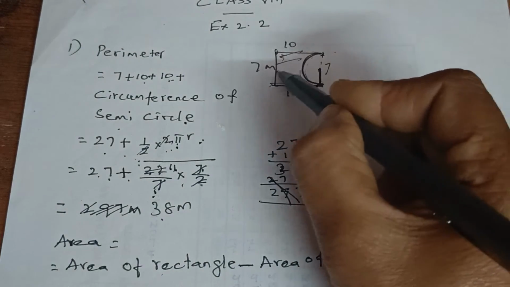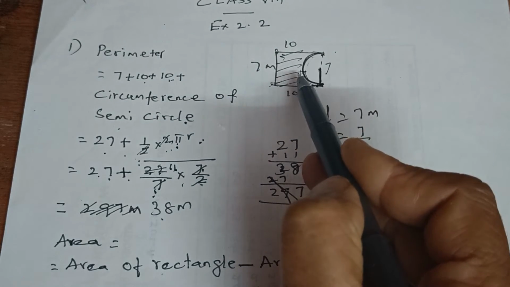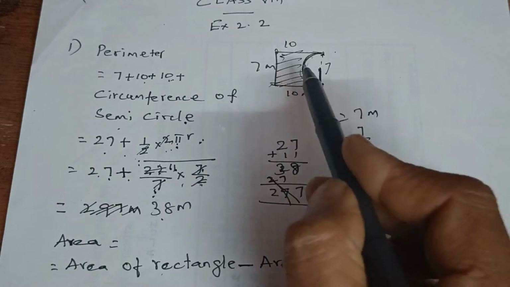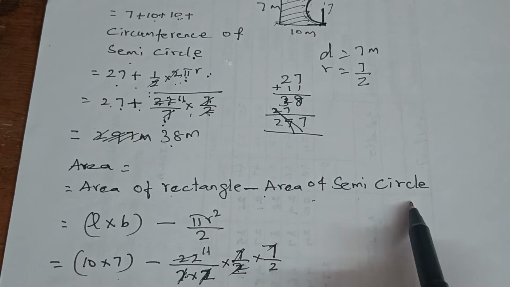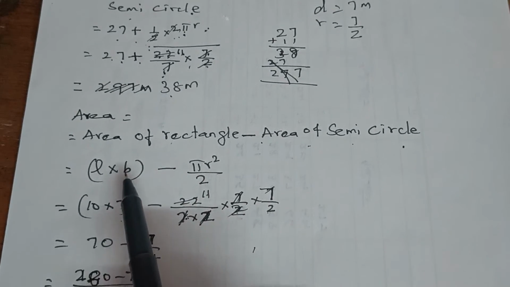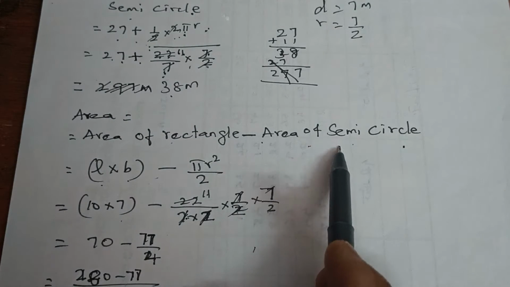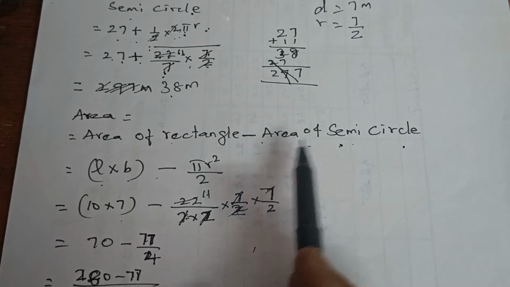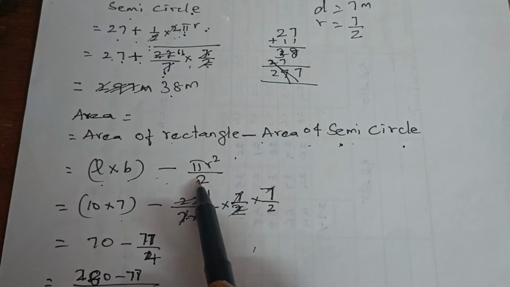This is what is shaded. So what is the area? We completed the rectangle, so it is one inside the other. It is subtraction: area of the rectangle minus area of the semicircle. What is the area of the rectangle? Length into breadth, L into B, minus area of a semicircle. Semi means half of the circle. Full circle is pi r square, so semicircle is pi r square by 2.